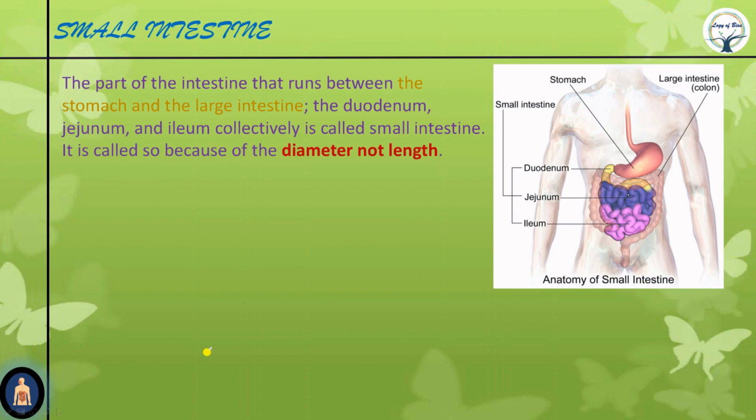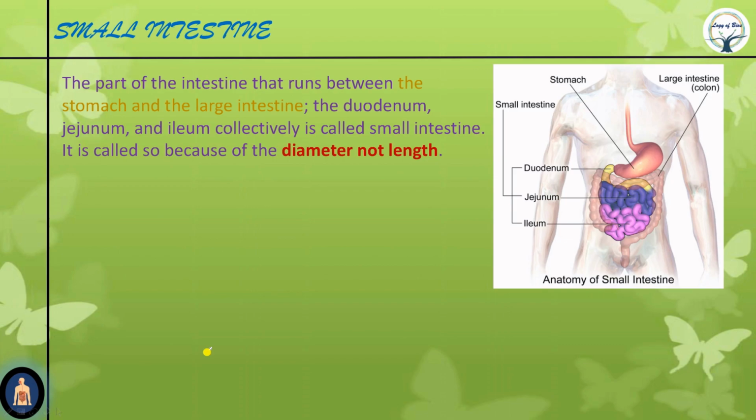Anything which starts digesting anywhere, either in the mouth or stomach or anywhere, must complete in this intestine, because after this intestine it will go to the rectum and finally be egested through the anus. Remember, stool is egested but we excrete urine. Urine excretion and stool egestion.